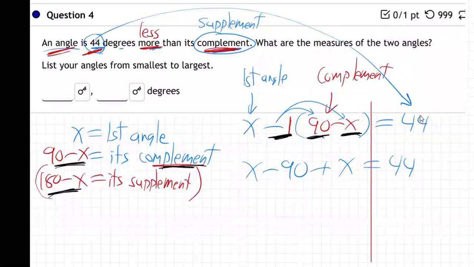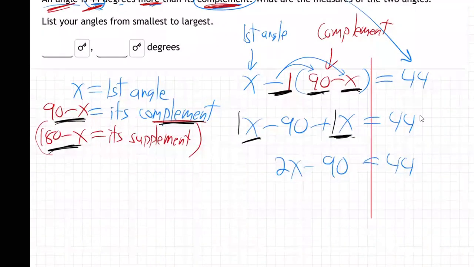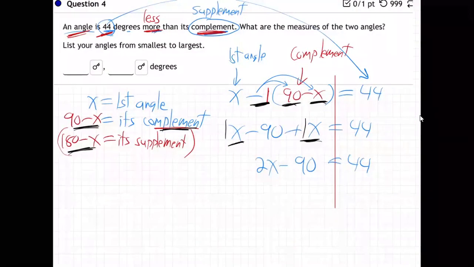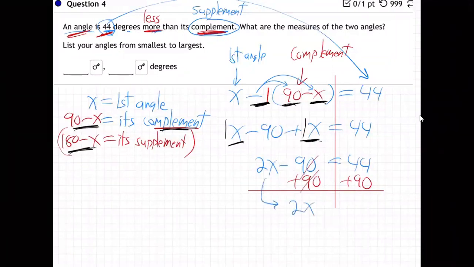Okay. Now, x plus x, that's really 1x and 1x, isn't it? So it's 2x. It's not x squared. It's x squared if they're multiplied, but they're not multiplied. When you add x's, you just add the numbers in front. 2x. Keep going. So now we will add 90 to both sides. Boom, boom. And we get 2x equals, what's that, 134. Use your calculator if you need it. Last step, divide by 2.